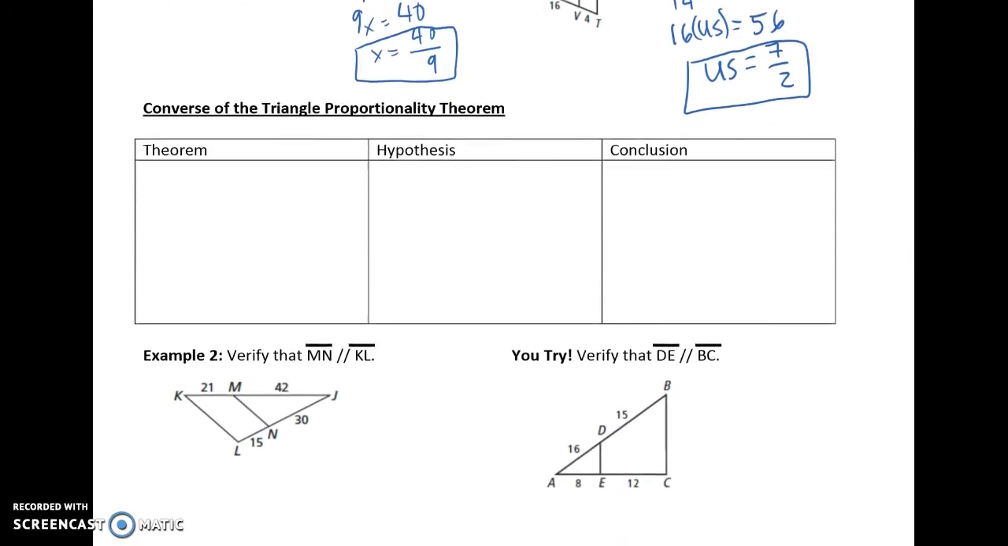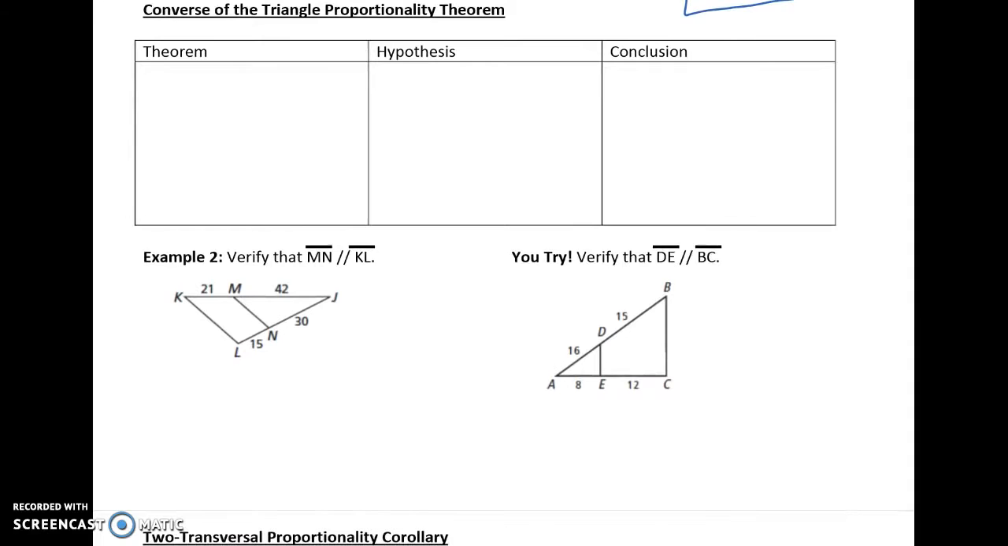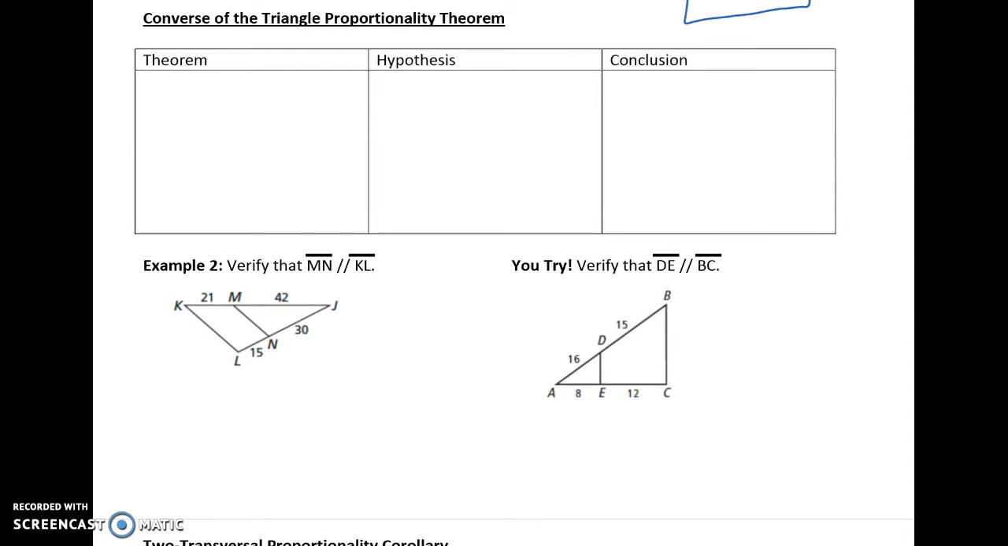Now we can also talk about the converse of the triangle proportionality theorem. And if you remember, we've had converses before. And one of the big chapters that dealt with converse theorems was chapter 3, where we talked about the converse of the alternate interior angles theorem, the converse of the corresponding angles postulate, and all that. So this converse theorem is also going to help us prove lines or segments are parallel.